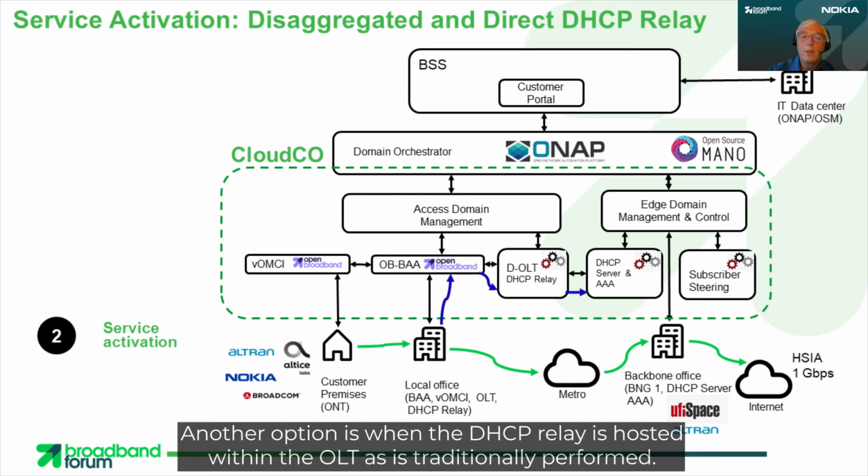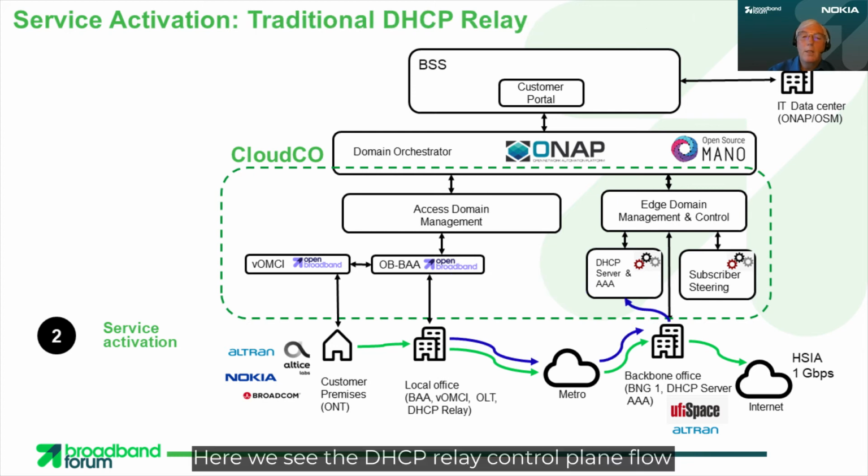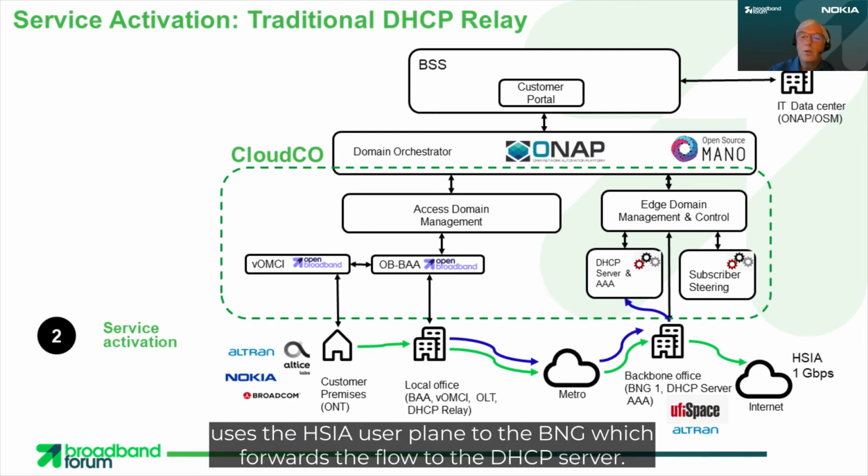Another option is when the DHCP relay is hosted within the OLT, as is traditionally performed. Here we see the DHCP relay control plane flow uses the HSI user plane to the BNG, which forwards the flow to the DHCP server.